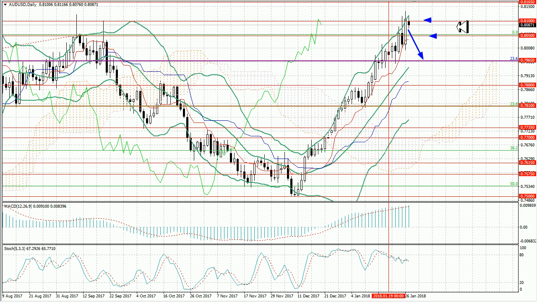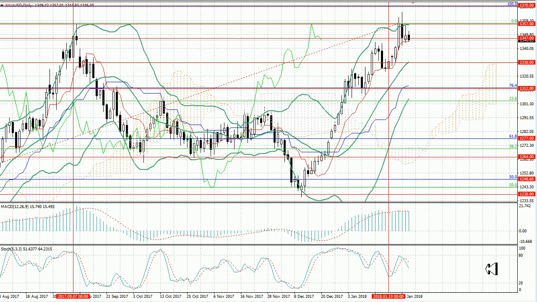With its breakout, growth may reach the level of 0.8165. Technical indicators do not give a clear signal. The MACD histogram is growing in the positive zone and the Bollinger Bands are directed upwards. However, the stochastic is directed downwards. As for the fundamental events of the week, it is worth highlighting the index of business activity in the manufacturing sector of Australia. In general, the continuation of growth seems likely, but the correction to the level of 0.8050 is also possible.